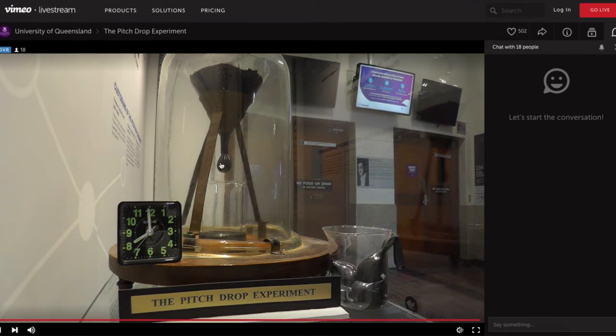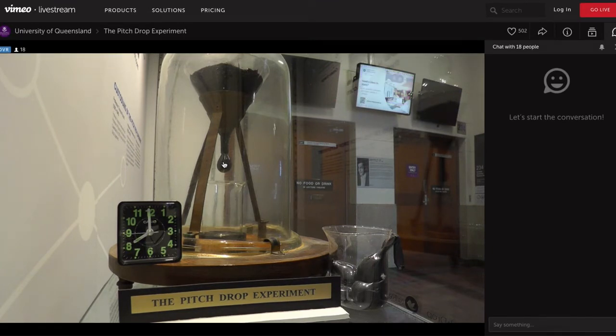It's sitting here at the edge of the funnel, and this is the exact same pitch, the exact same tar that was first poured in 1930. Or I should say first poured in 1927. The experiment started formally in 1930. So this is, to me at least, super nerdy, but it's super fun. You can see that there are also 18 people right now who are around the world watching this with us.